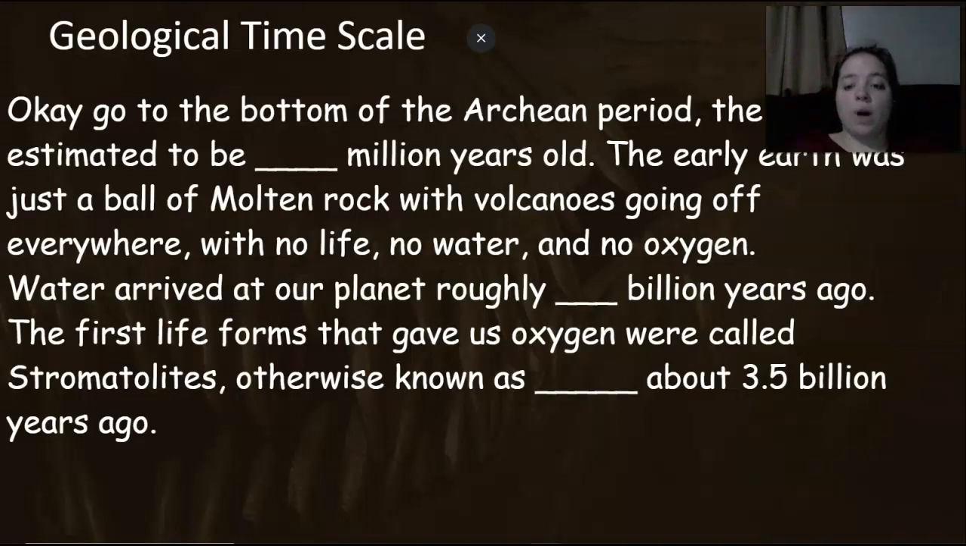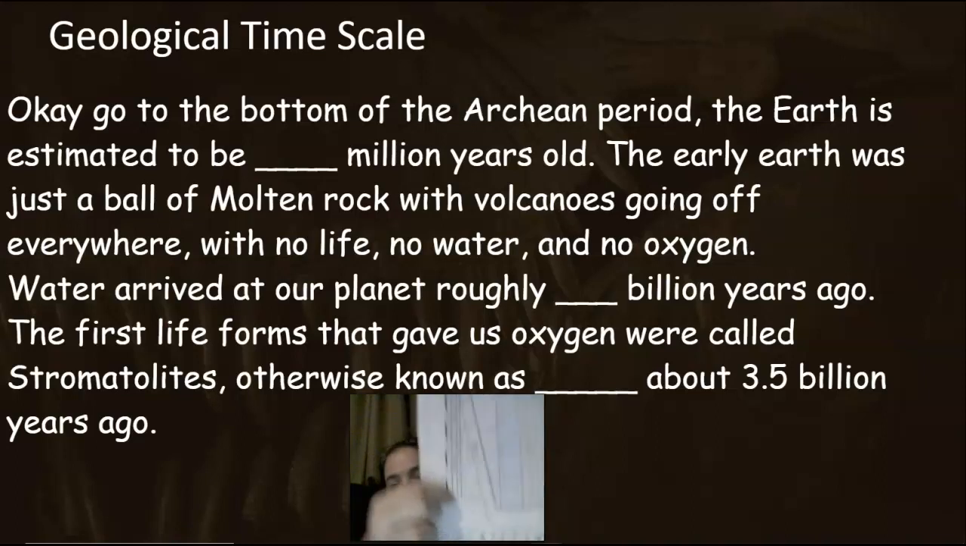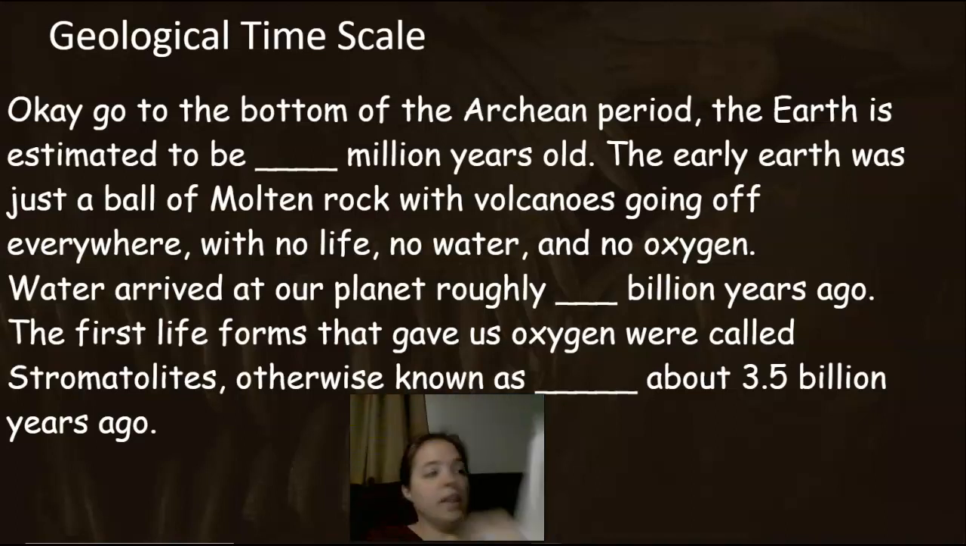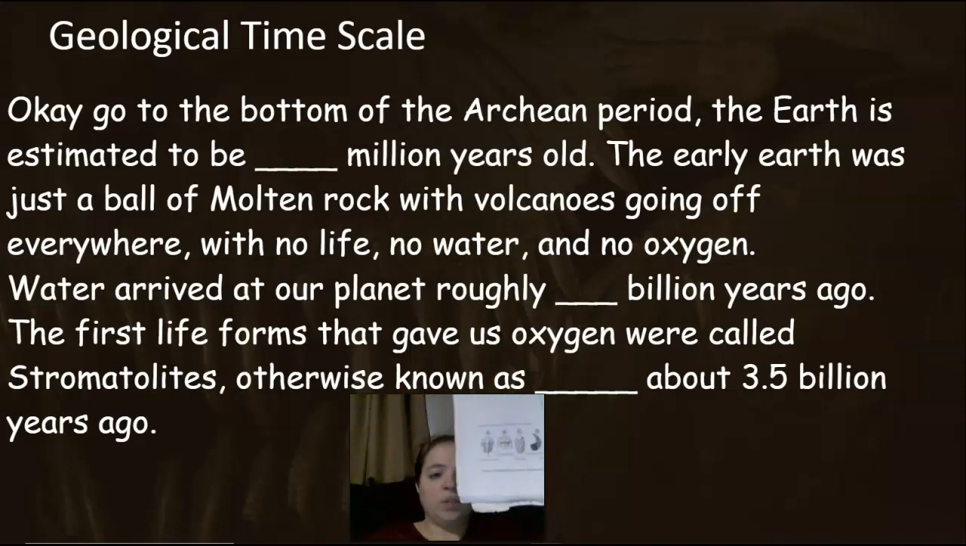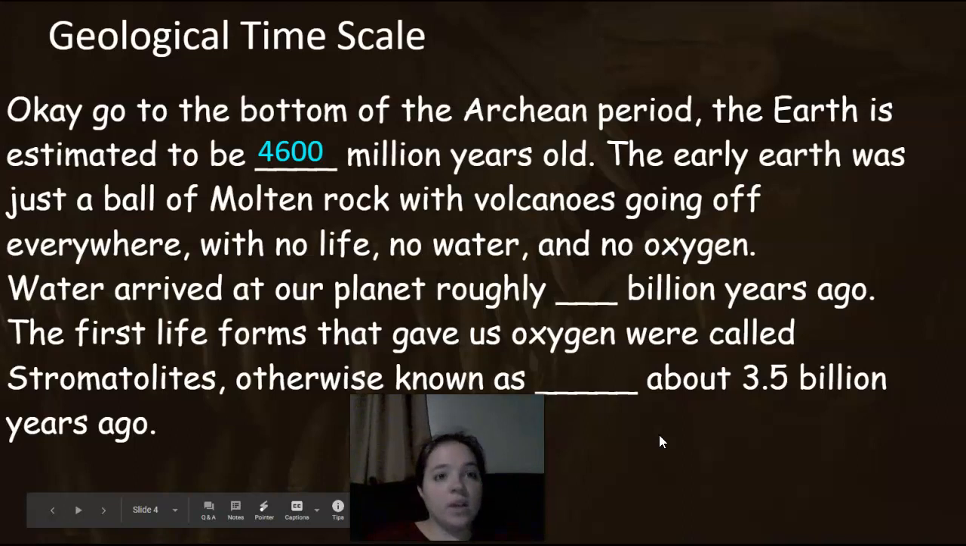Okay, so go to the bottom of the Archean period, all the way down here. Earth is estimated, you can see a time frame right there, and this is in millions of years. It says millions of years up here. The Earth is said to be 4,600 million years old, or 4.6 billion years. The early Earth was just a ball of molten rock with volcanoes going off everywhere. There was no life, there was no water, there was no oxygen.